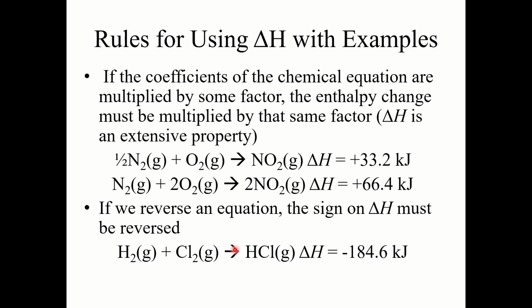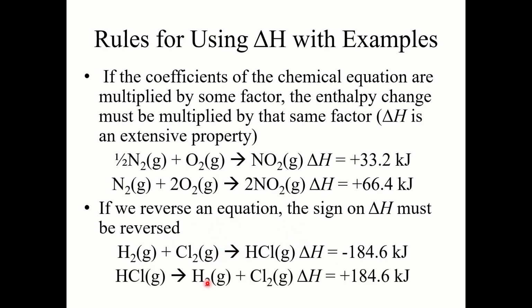If we reverse an equation, the sign on delta H must be reversed. So if I took this equation and flipped it, and made it HCl forms H2 and Cl2, then I need to flip the sign, and it goes from negative 184.6 kilojoules to positive 184.6 kilojoules.